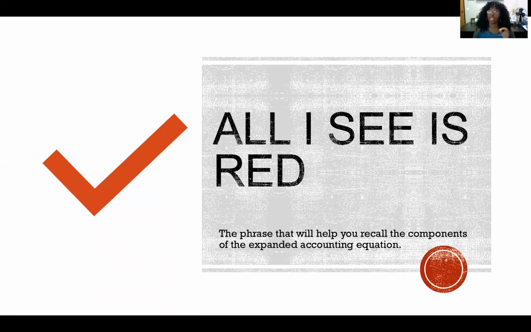Again, there will be a list and I'm going to post it in the announcement. You want to classify each account according to one of the 6 classifications. And by the way, once you classify an account as, let's say, an asset, it cannot be classified as anything else. There's only one classification per account.